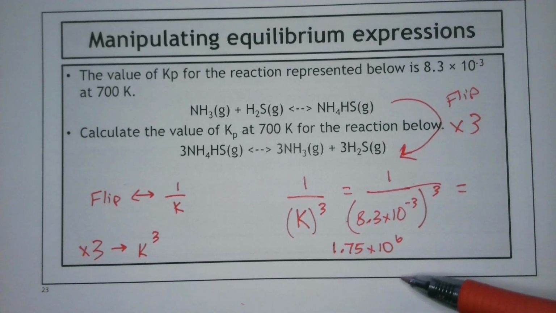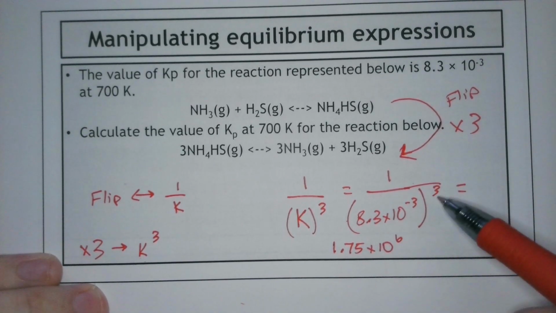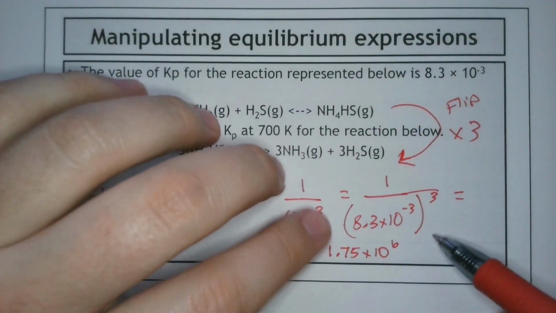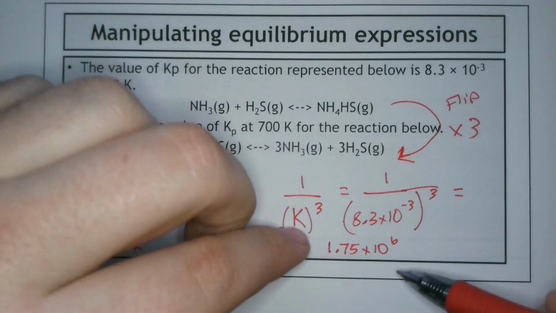Makes sense, it should be a big number, right? Because I have a decimal here, which I'm cubing, which makes it an even longer decimal. And then you're flipping it, which will turn the decimal into a big number. So that makes sense.